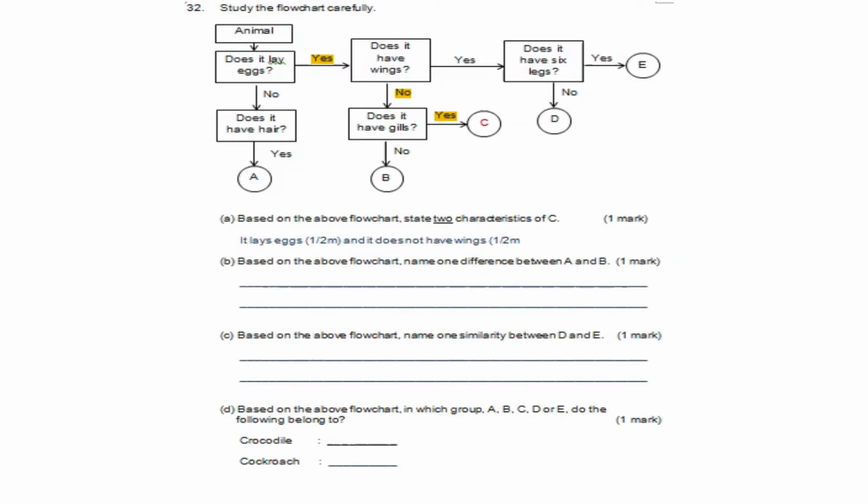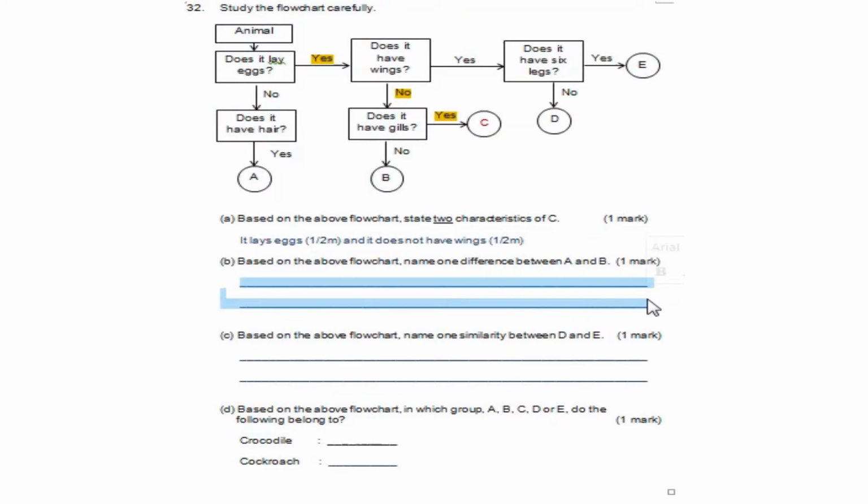Some of you can also say it has gills, because does it have gills? Yes. So you can also say it has gills. I would also accept that. So any two will do. Now let's take a look at the next question.